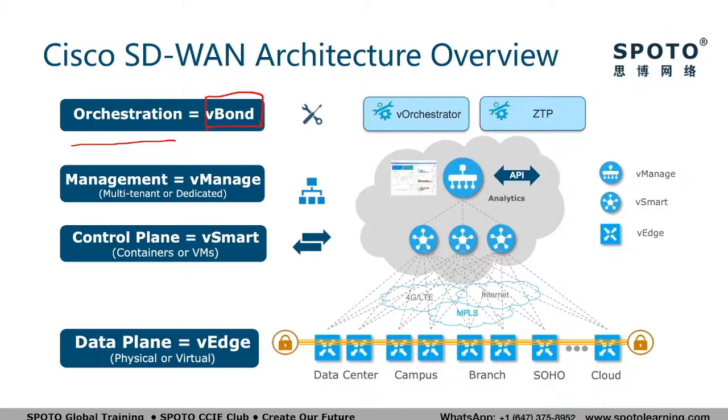This solution can be designed and deployed to support multi-tenant. When the vEdge is onboarding, it needs to know who is the right vSmart it should talk to. In this case, the vEdge talks to vBond first, and you will get the right information you are after.